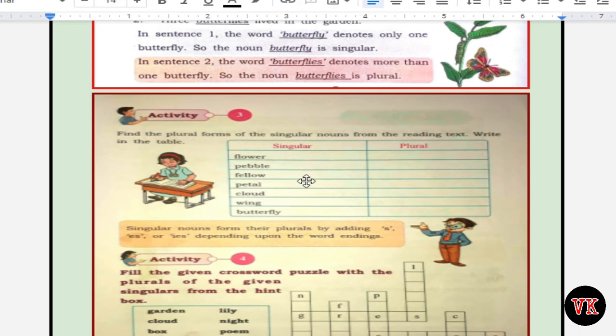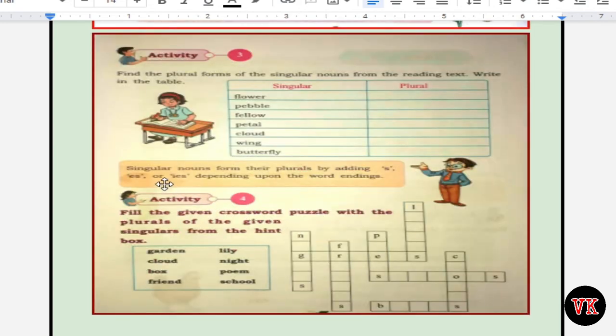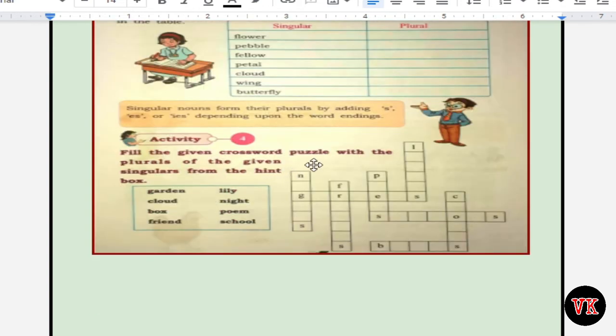Next, singular nouns form their plurals by adding s, es, or ies depending upon the word endings. Students can learn that singulars change into plurals by adding s or es or ies. The next activity is to fill the given crossword puzzle with the plural of the given singulars from the hint box. In this hint box, some words are given. For these words, we have to write plurals in these boxes. Students can understand very easily and they can write.